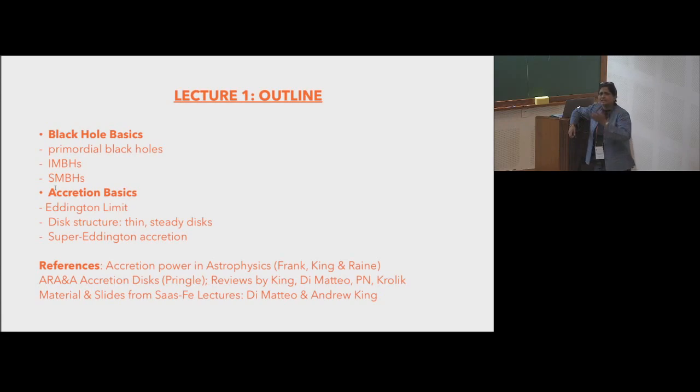It's unclear whether there are any constraints at the moment that are testable, observationally constrainable, for the mass function of primordial black holes that could form early on in the universe. But there are some interesting theoretical ideas, so I will show you some of those ideas.